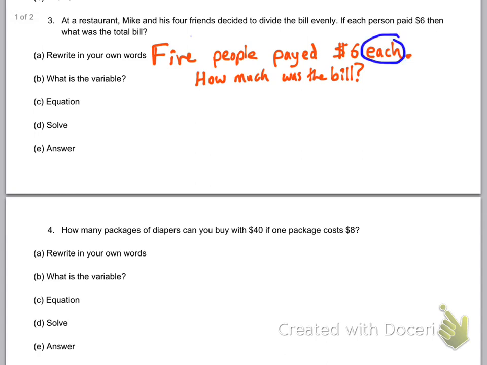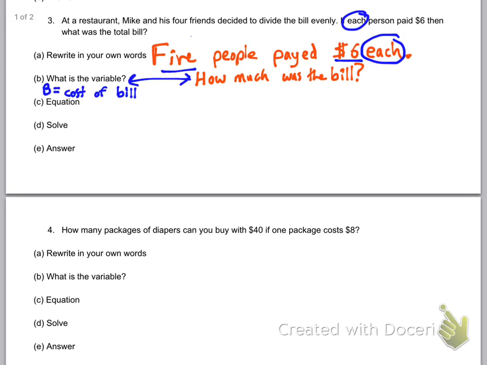The word each, you notice, shows up both times. Each means multiplication. So in this case, we're going to have 5 times 6 because 5 people and each person paid $6. The variable is going to be how much is the bill. So B is the cost of the bill. One thing about these letters, you can pick any letter you want. A lot of people always pick X, but I like to pick a letter that helps me remember what the variable means, especially when we get to more complicated problems.